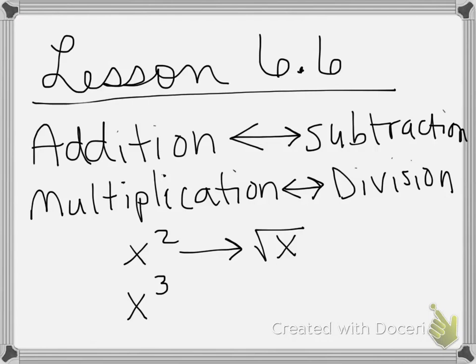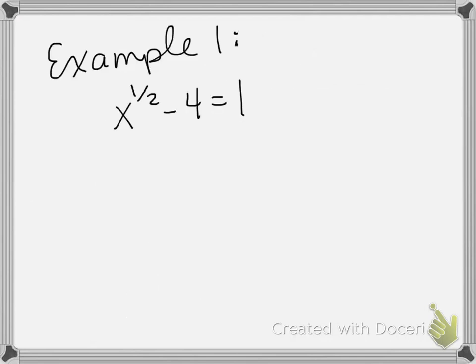The inverse of the square root of x is x squared, because squaring a square root gets rid of the square root. If you had x to the third power, then its inverse would be the cube root of x, and the cube root of x's inverse would be x cubed, because when you do the opposite, then it gets rid of the radical. So we're going to look at some examples that solve equations that have this.